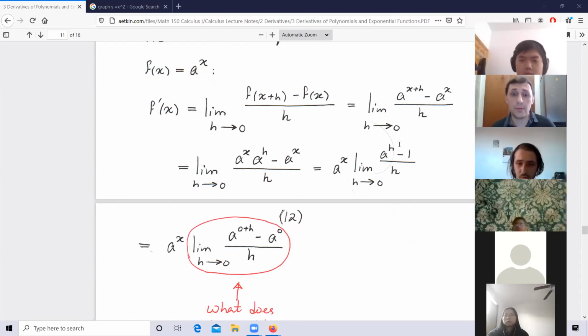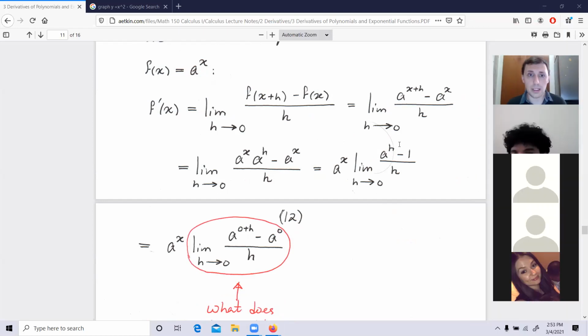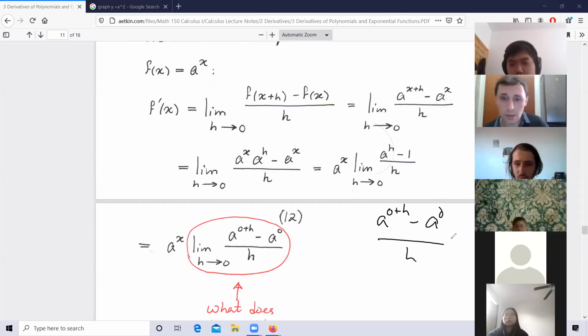That's the first part, guys. Do you all see why? Because it has that form. Look at it, right? I just wrote, what is this? This is the same as a to the 0 plus h minus a to the 0 divided by h, which is the definition of the derivative at 0. Do you all see that?